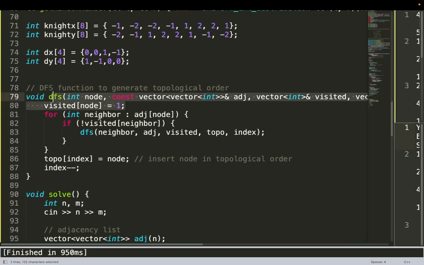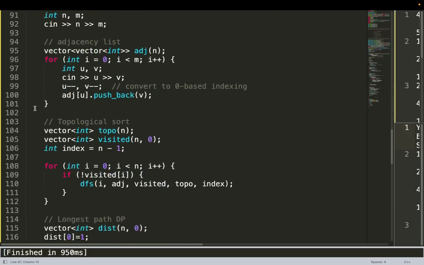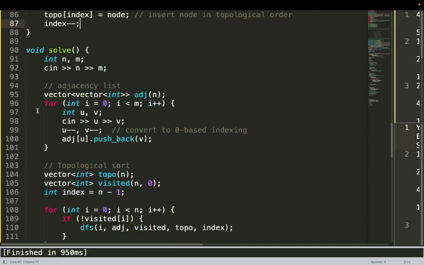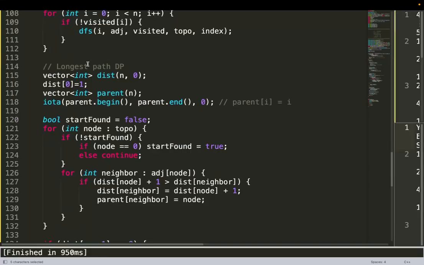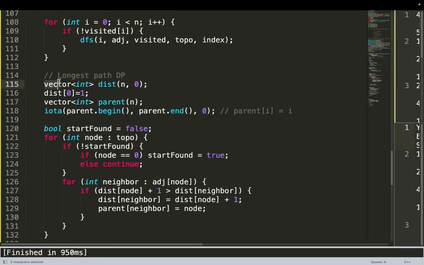Marking the node as visited, going over all the adjacent nodes. If the neighbor is not visited, calling the DFS, and then at whatever the index value is, at that particular index value, pushing the node and subtracting the value of index by 1. If I do this, I will get a topologically sorted vector in topo. Okay. Now we apply DP. So for DP, I have just created a distance vector.